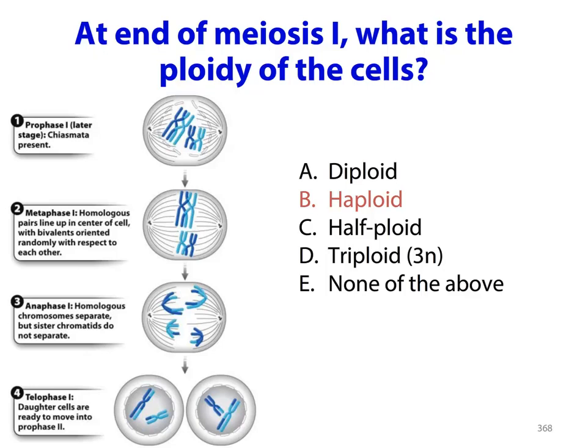Remember we said meiosis 1 is reductional division, so you lose half of your genetic material. And then the second step is known as equational division. That's going to come in handy in a minute, but just remember that for right now. Meiosis 1, reductional division. Meiosis 2, equational or equal division.